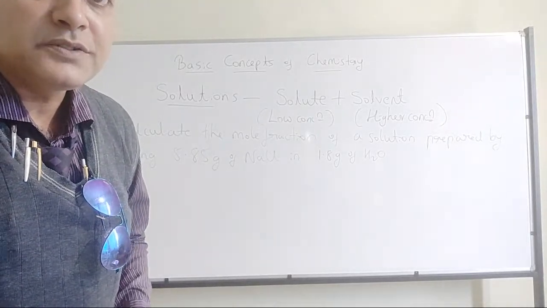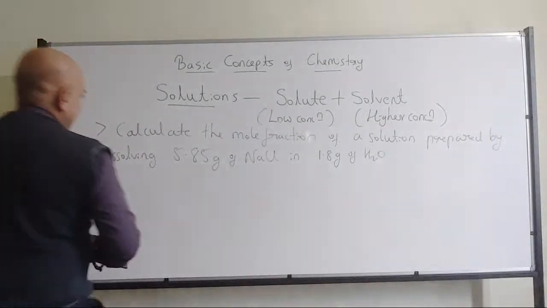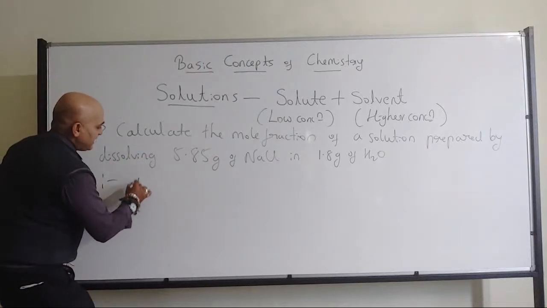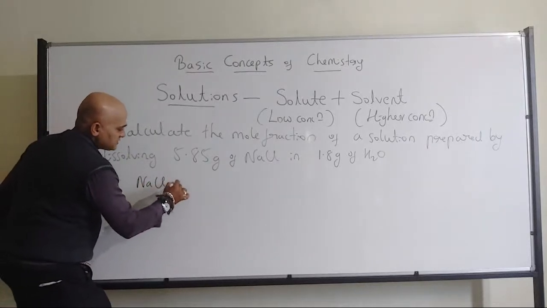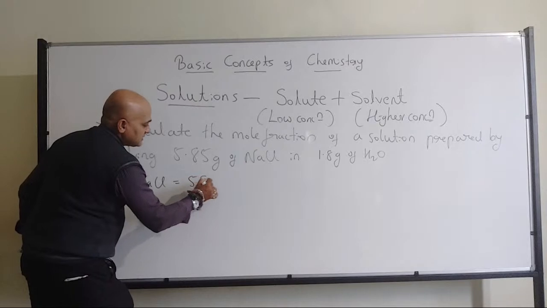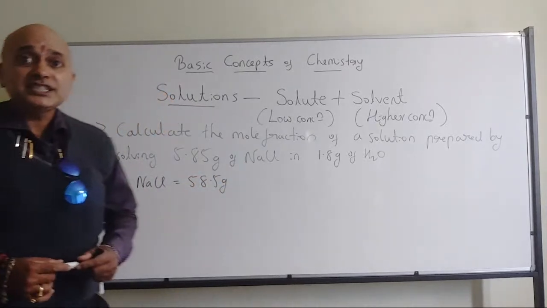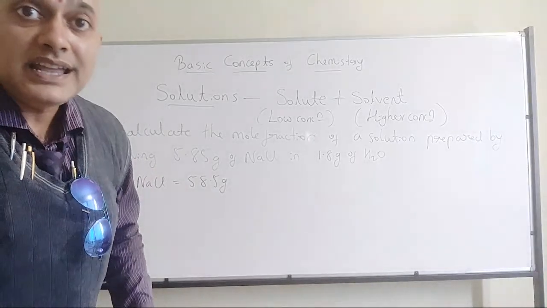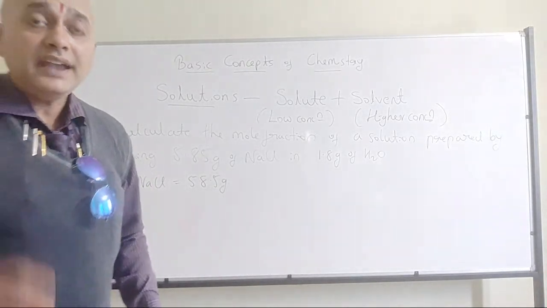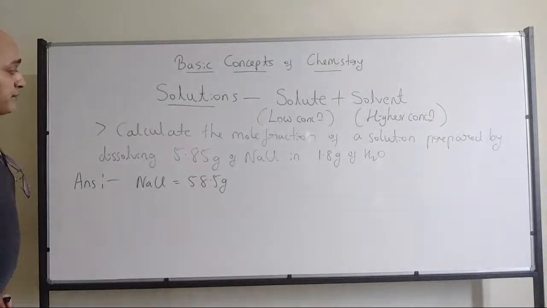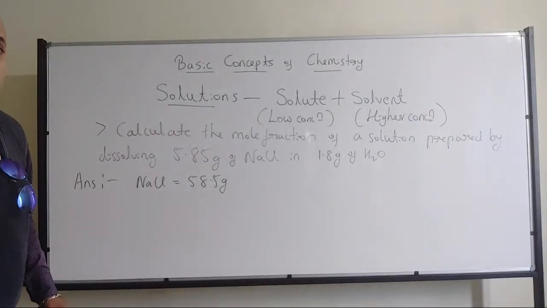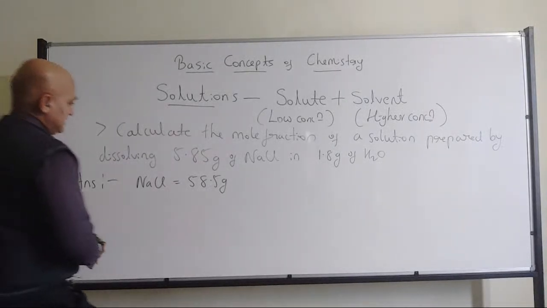Mole fraction is equal to 1. We will see. Okay. So NaCl, all of us know, the molar mass is 58.5 gram because sodium is 23 and chlorine is 35.5. If you add them, it becomes 58.5 gram. That is the molar mass of NaCl.